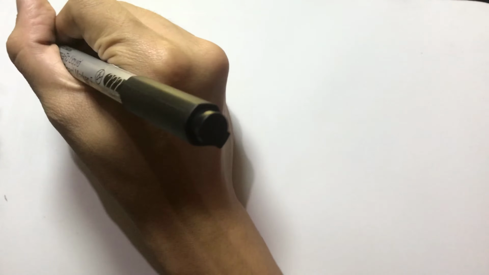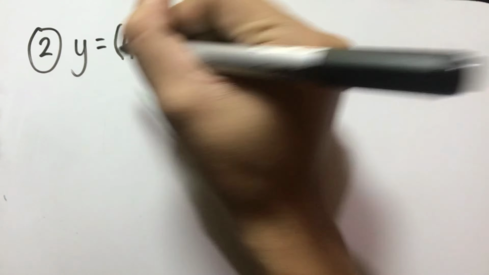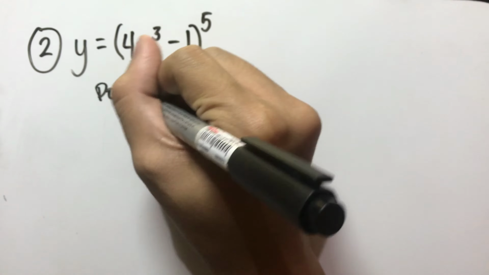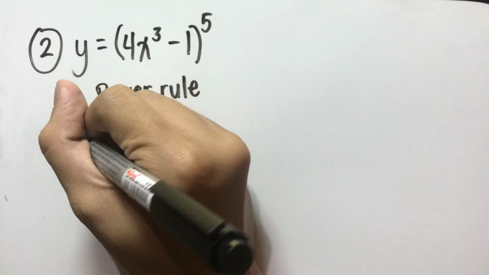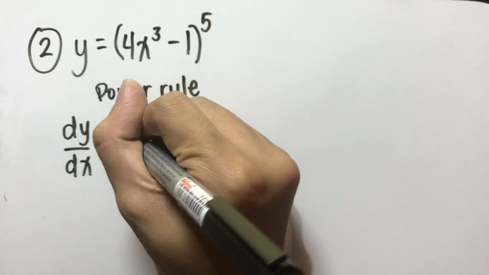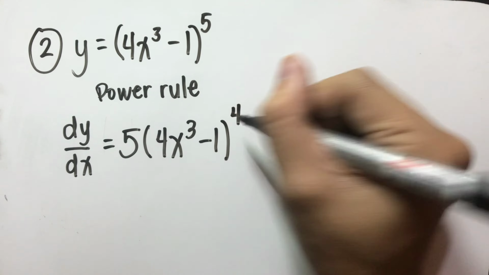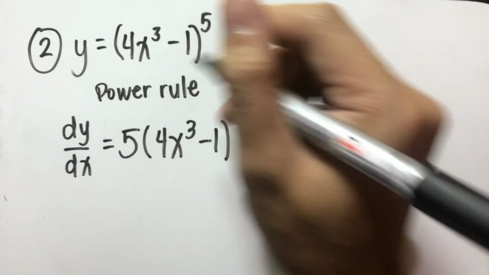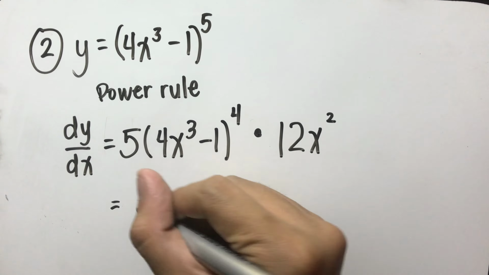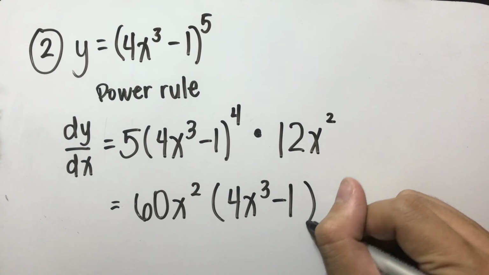So for number 2, y is equal to the quantity 4x cubed minus 1 raised to 5. And the faster way to get the derivative of this is by using the power rule just for the outside function and leave the inside function as it is. So dy over dx is equal to 5 times 4x cubed minus 1 raised to 4 times the derivative of the inside function, which is 12x squared. So we multiply 12x squared by 5 and the final answer would be 60x squared times the quantity 4x cubed minus 1 raised to 4.